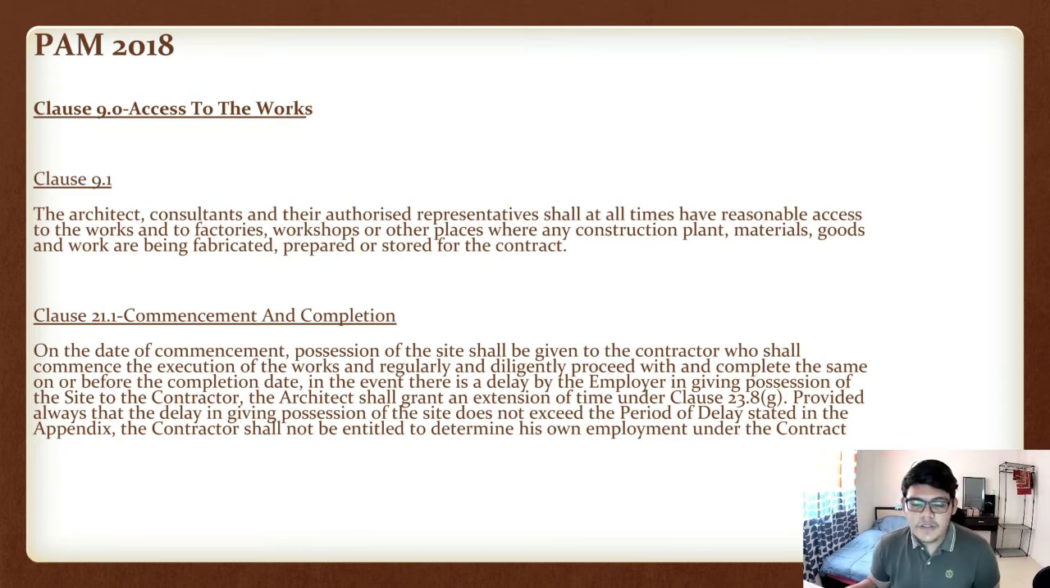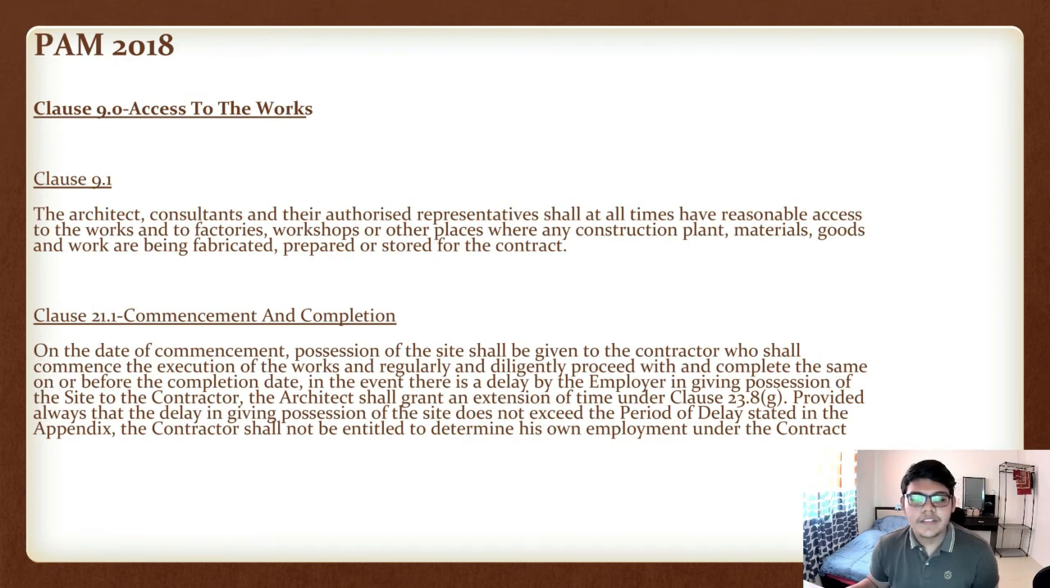The second clause of site possession in the PAM 2018 is clause 21.1, commencement and completion. In clause 21.1, it stated that on the date of the commencement, possession of the site shall be given to the contractor, who shall commence the execution of the work and regularly and diligently proceed with and complete the same on or before the completion date.